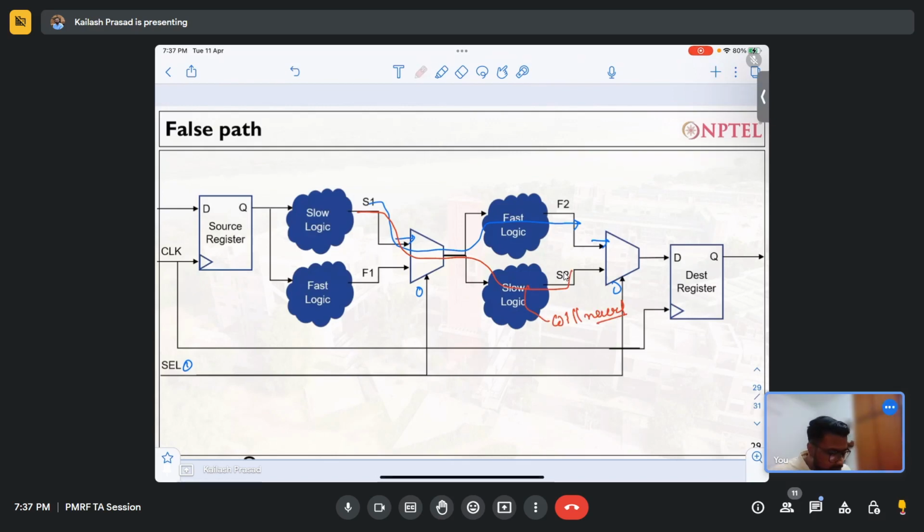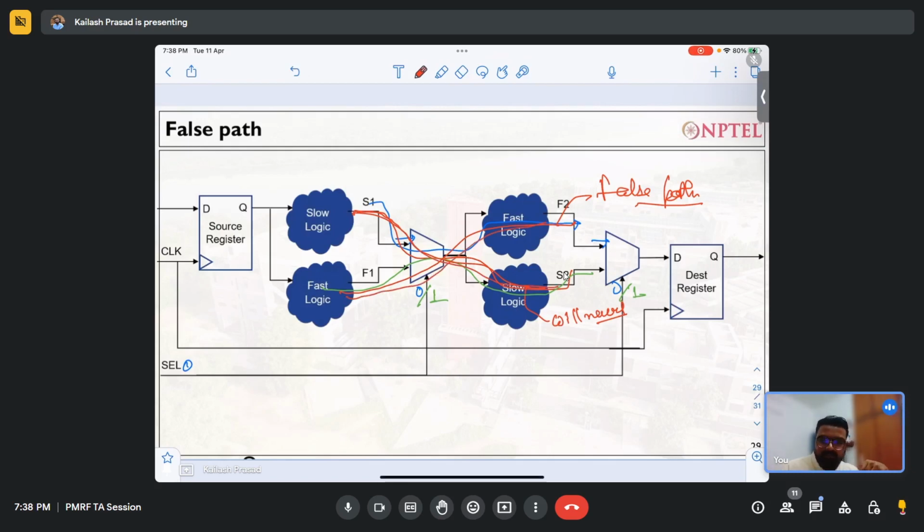Why? Because if you make this 1, this will also become 1, and the path will be from this to this. So the red one which I have shown will never happen. Also, this one will also never happen. So these are called false paths, because you've designed the circuit like that. There is actually no way by which the data can traverse through this path or this particular path. These are called false paths.